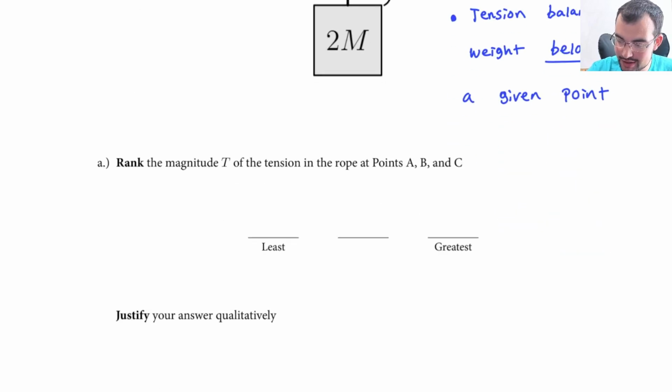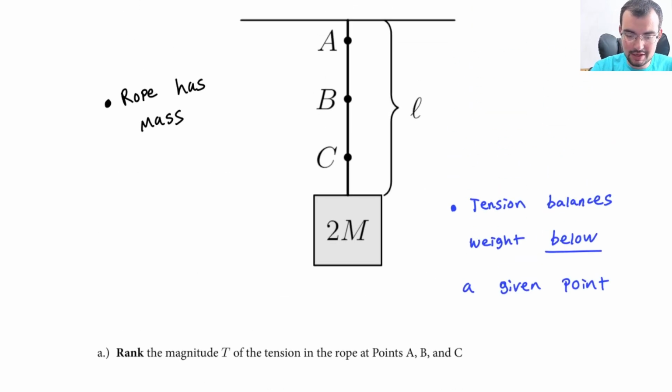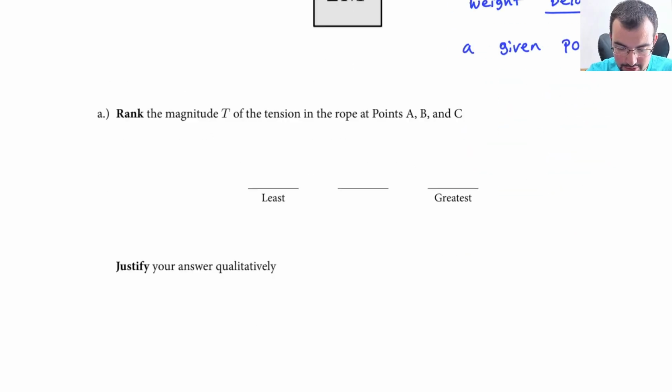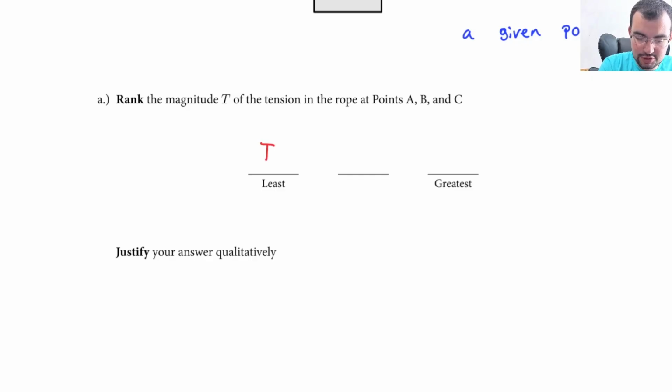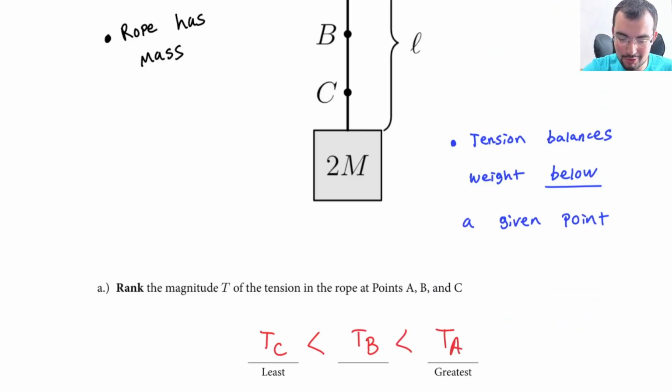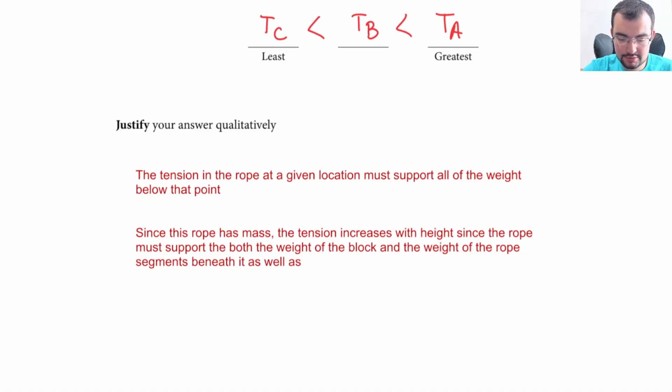But in this case, there is mass. So C has to support the 2M and a little bit of rope. B has to support the 2M and more rope. And A has to support the 2M and even more rope. So the tension is the least at C and the greatest at A because there's just more weight underneath the rope at A. And that's exactly what I said earlier, just formalized.